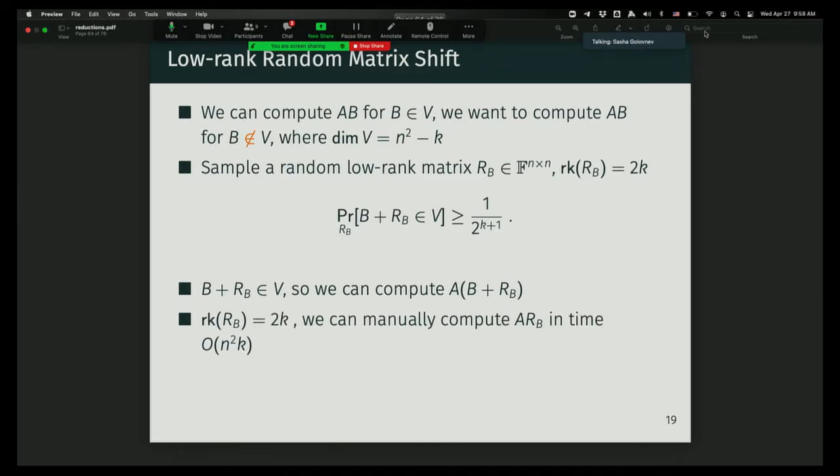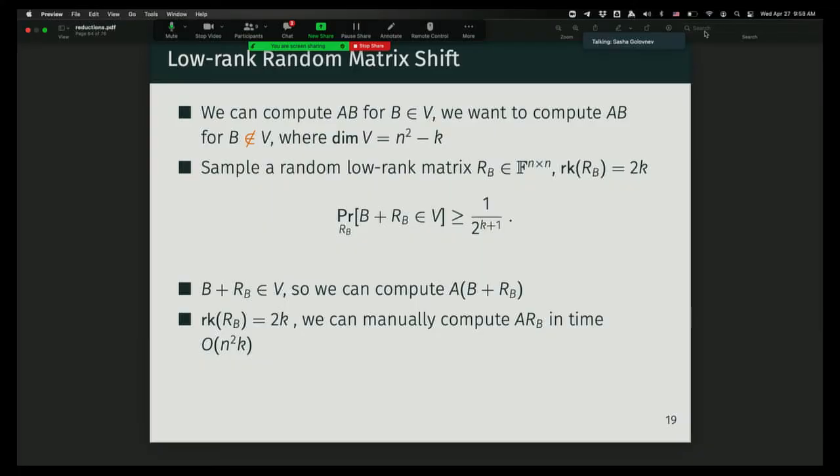But I actually generated the random low-rank matrix together with its low-rank decomposition. It's a product of two small matrices, n by 2k and 2k by n. And for these, it's very easy to do matrix multiplication manually, because they are small, so you can efficiently multiply matrices by small matrices. So I'll just correct this error manually. I'll just compute A times R in some quadratic time. And now AB is just the sum of these two things. One I can compute thanks to the previous algorithm, the other one I compute because it's low rank. Okay? Any questions so far?